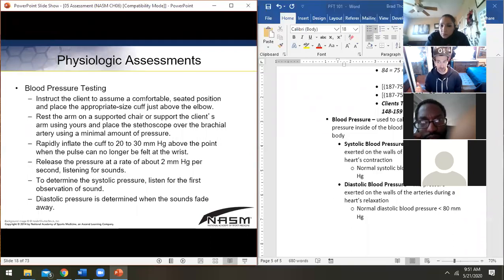You pump it up slowly until you can hear the heart rate, keep pumping until you can't hear the heart rate, then you let the pressure off. As soon as you can hear the heart rate again, you're going to write down that number. As soon as the heart rate disappears again, you're going to write down that number. Top number is when you heard the heart rate. Bottom number is when the heart rate disappeared.